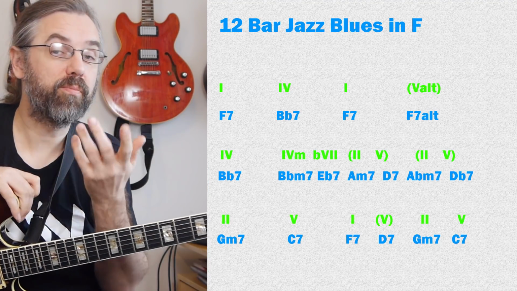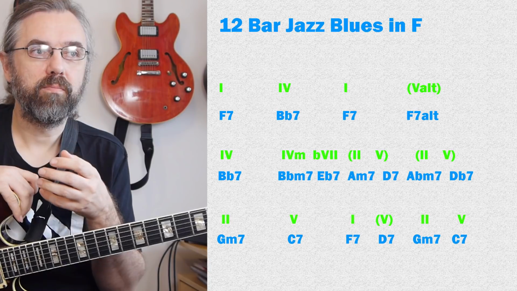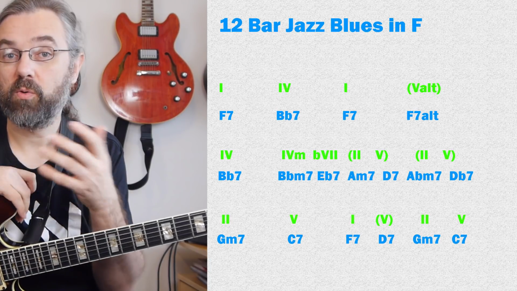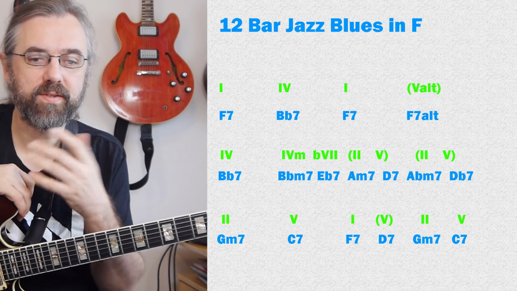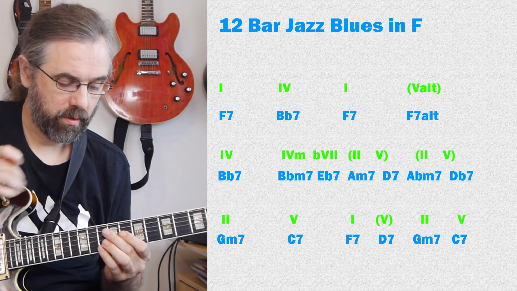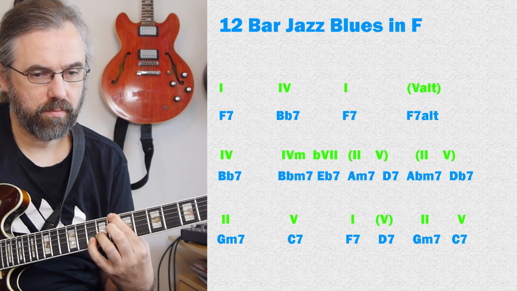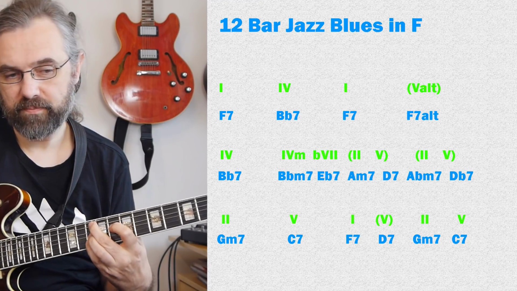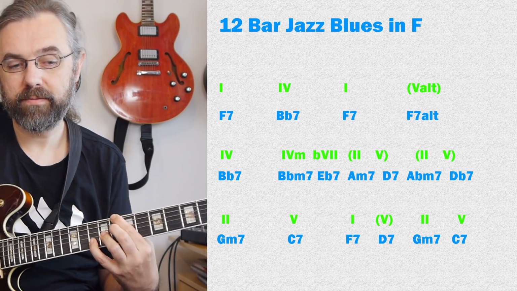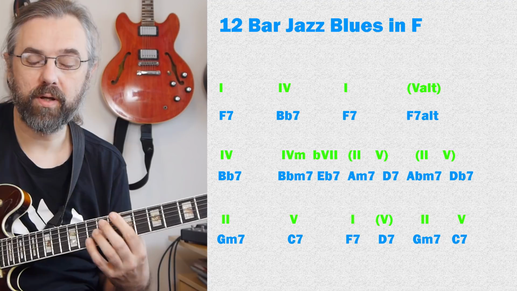And it's also something you can probably expect other soloists to do for sure, because it is a very common thing to do. Then, well, we have the normal 2/5, so the G minor, C7 in bar 9 and 10.